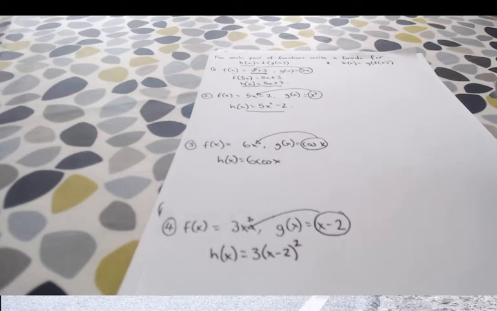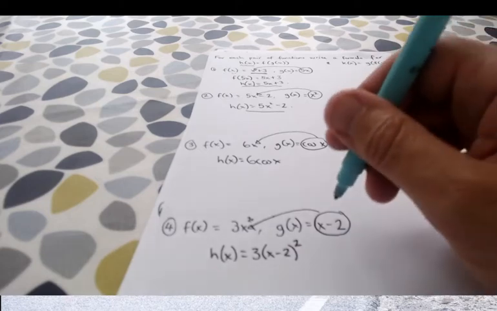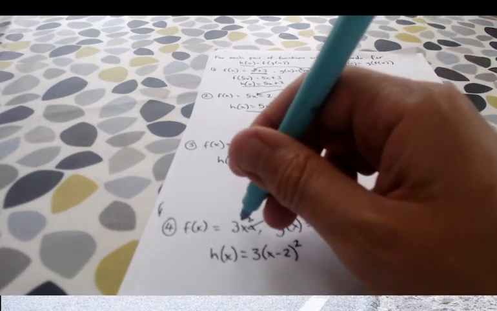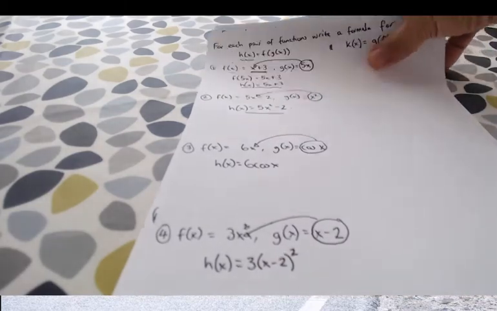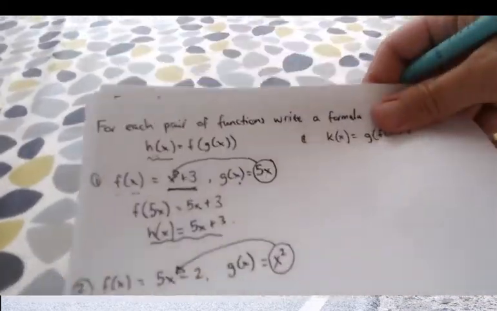So that is how you do f of g of x. You're putting the g of x thing in over here instead of the x. Now, I'm going to swap it round a little bit.